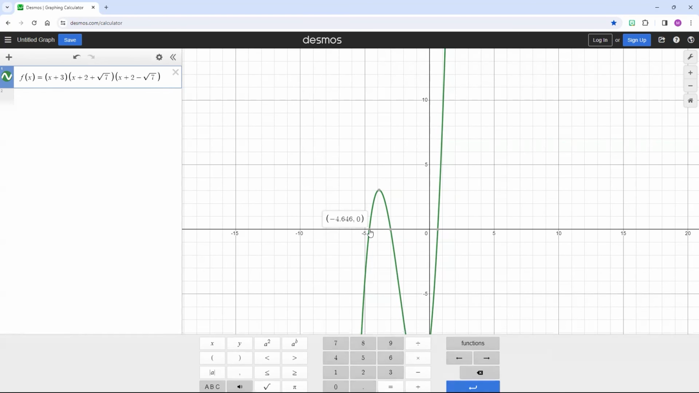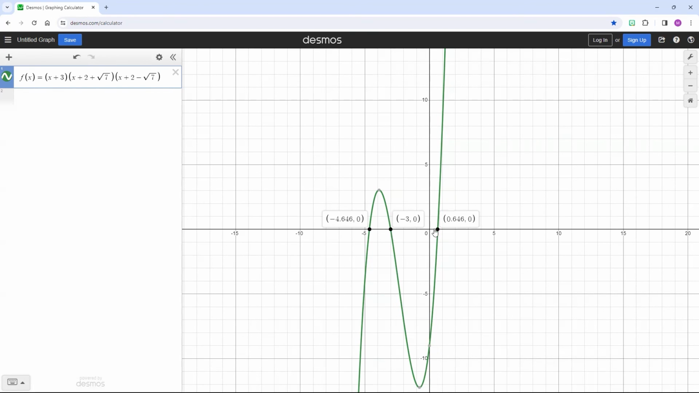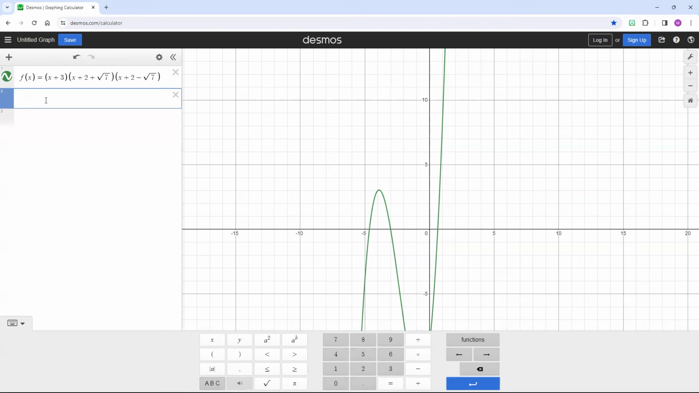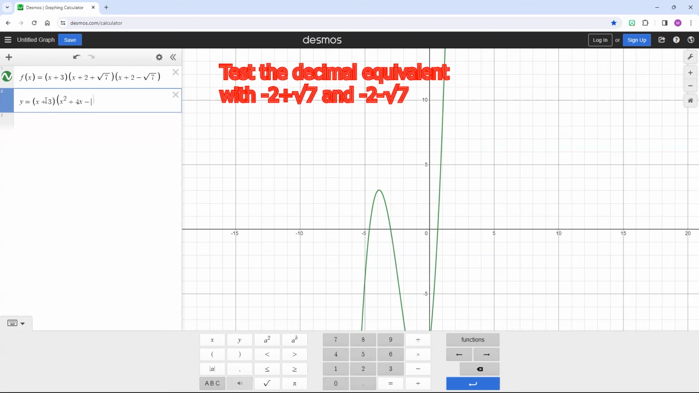So this is what it looks like. And as I click on this, I see I have 3 real solutions. And I know it's an odd degree because the arrows are going in different directions. But my last arrow is going up. So therefore, I know I'm going to have a positive leading coefficient. Another way that is acceptable for factoring is x plus 3 times x squared plus 4x minus 3.